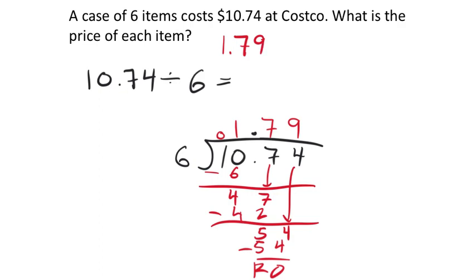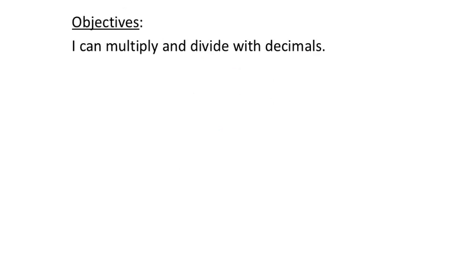The math is correct. Everything's good, but you miss a point because you forgot the label. Make sure not to forget your labels. $1.79. Done. Okay, so we did a lot of multiplication. We did a lot of division with decimals. Hopefully we feel pretty good about it.